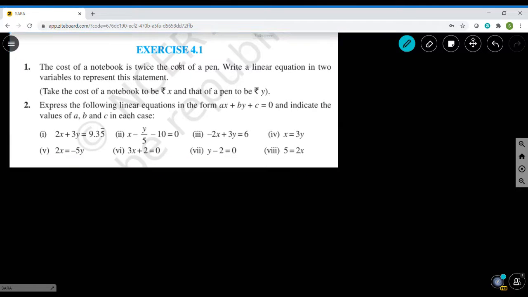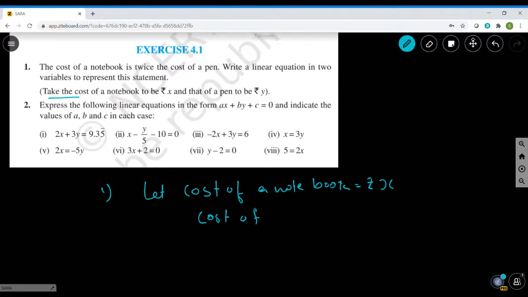So the first question, exercise 4.1: The cost of a notebook is twice the cost of a pen. Write a linear equation in two variables to represent this statement. So let the cost of a notebook be rupees x. The cost of a pen is rupees y.